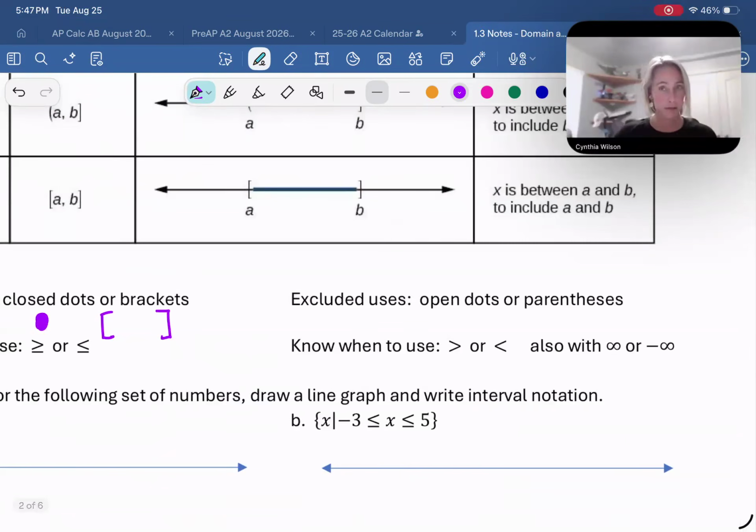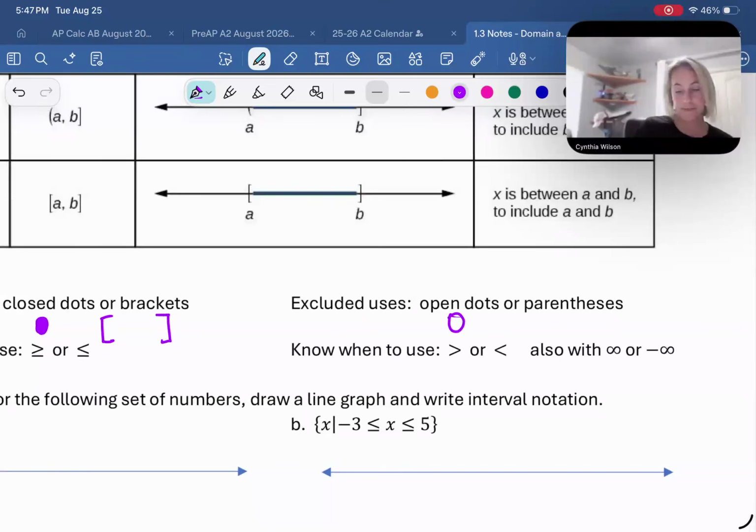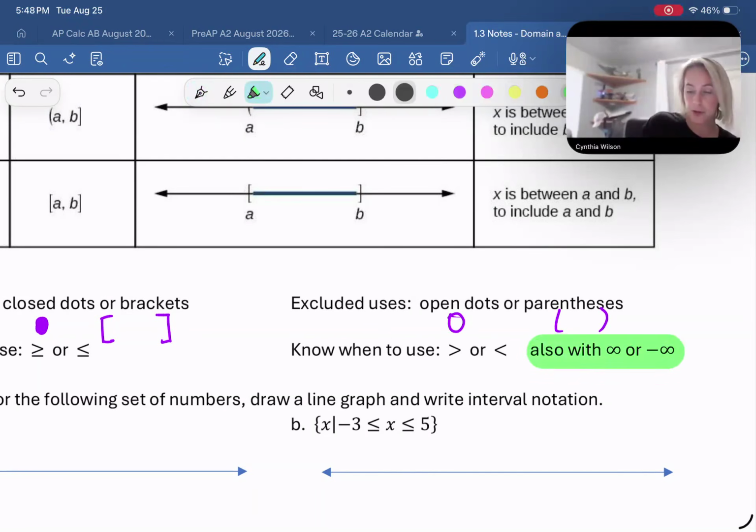Excluded. There you go, feel the pain there. Excluded uses open dots or parentheses. If you've got them printed, I want you to highlight this too. Parentheses also go with your infinities.